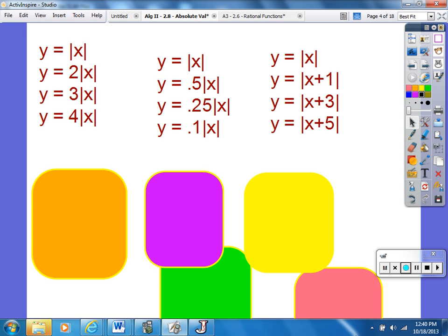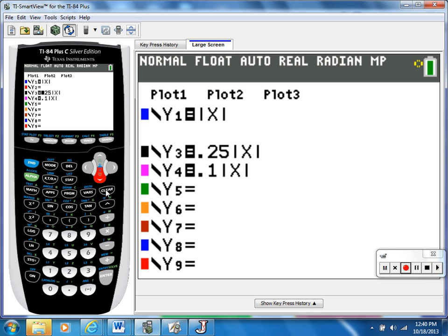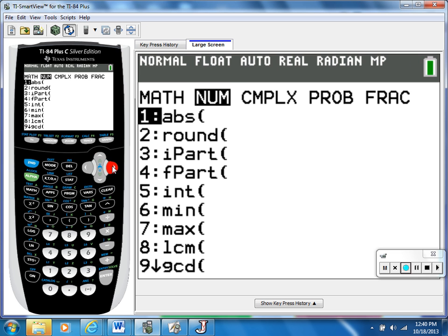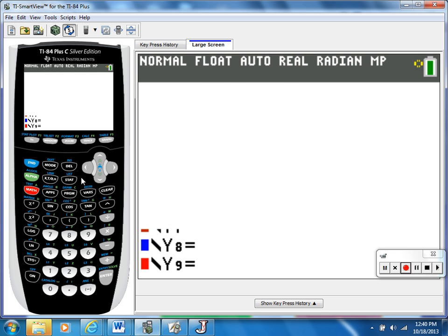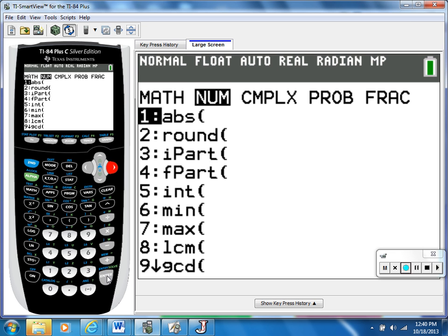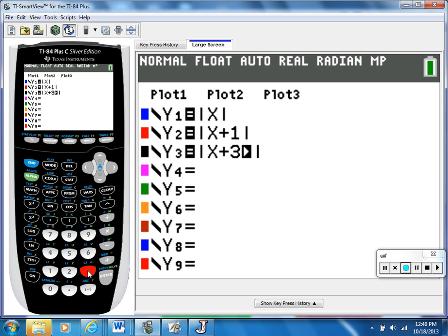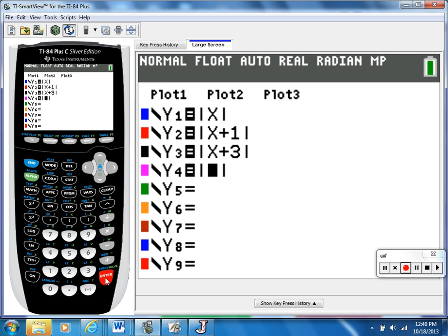1, 3, and 5. So I'm going to go down here. I'm going to clear my other 3. Math, num, ABS. Oh, I already did that one. Math, num, ABS, x plus 1. Notice the 1, 3, and 5, by the way, should be inside those absolute value signs. Math, num, x plus 3. Math, num, x plus 5.